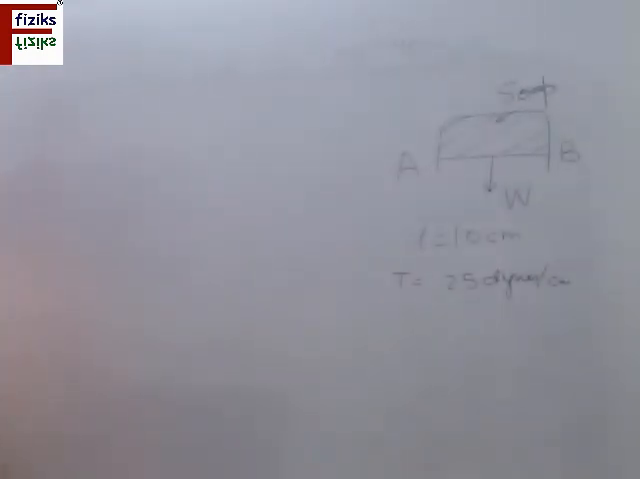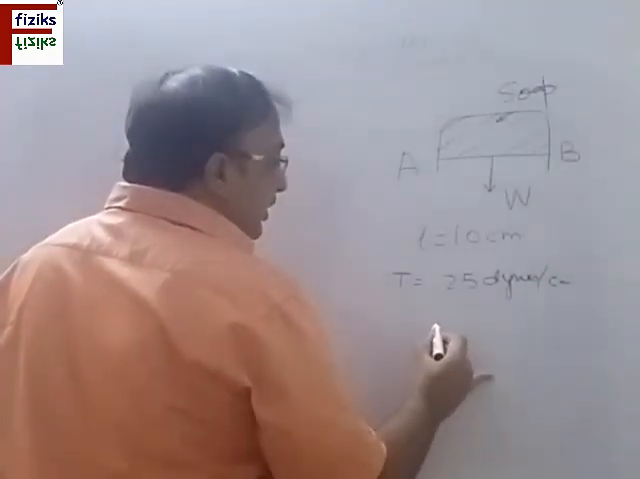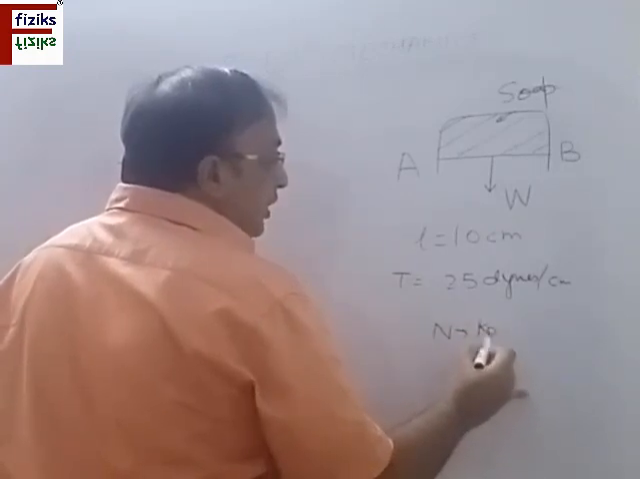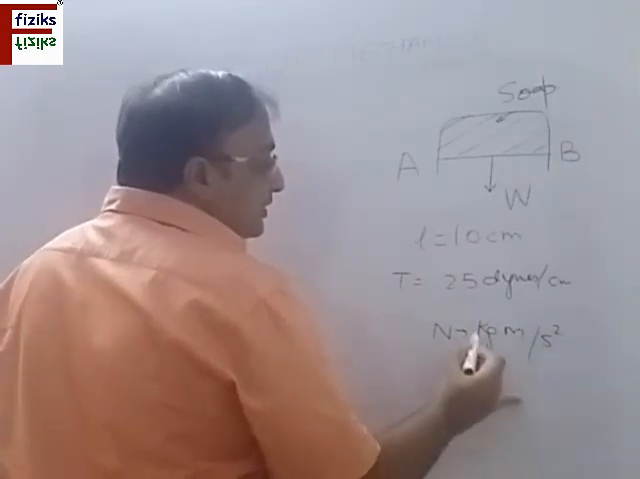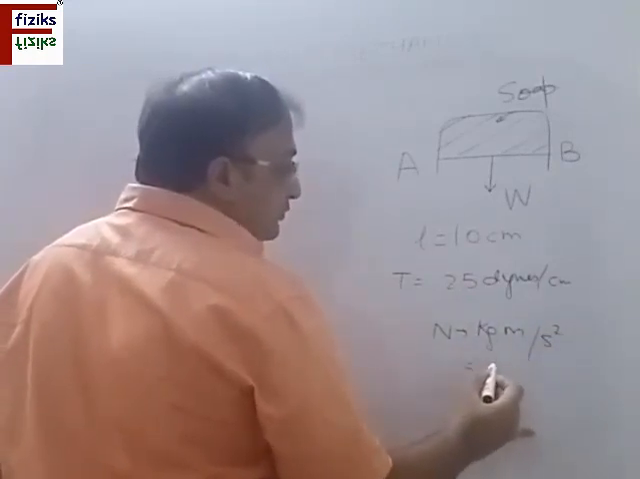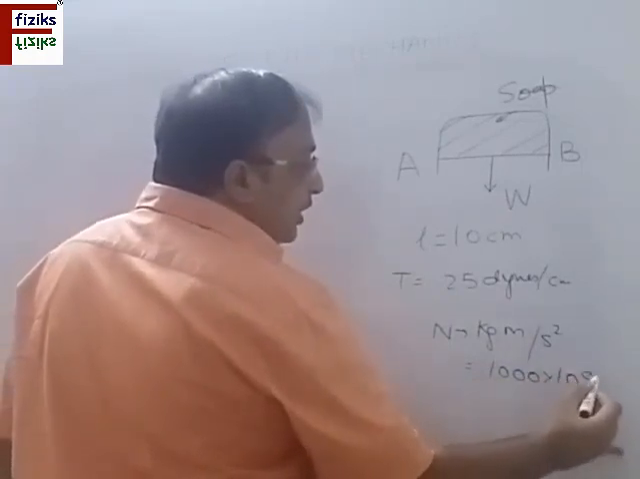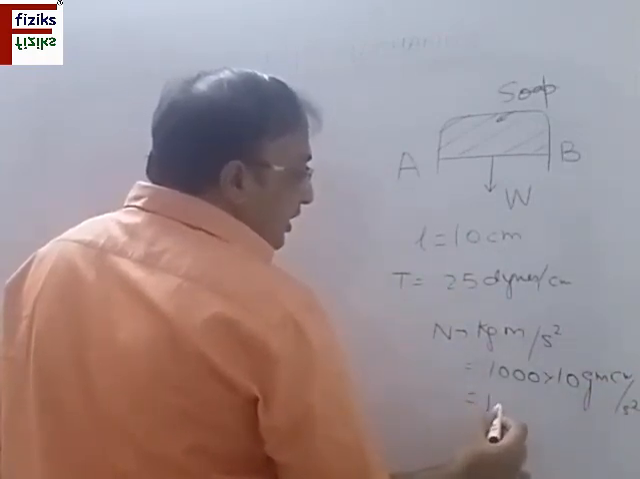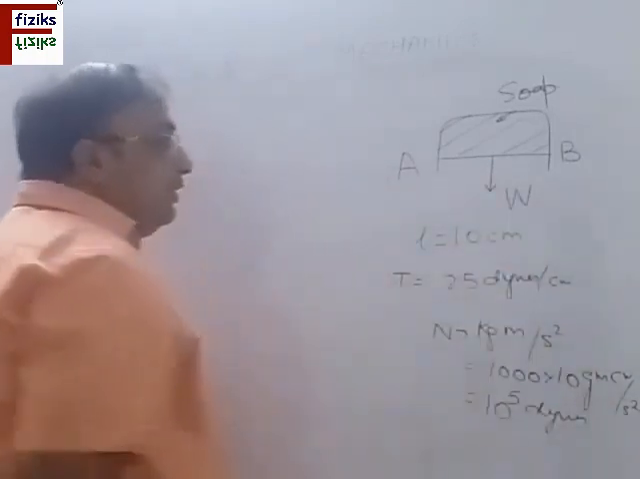Dyne is the CGS unit of force; in Newton you can convert this. Remember that Newton is equal to kilogram meter per second square. Convert this kilogram into gram, 1000, and meter into centimeter. So gram centimeter per second square. So 1 Newton is 10 raised to the power 5 dyne. Accordingly, you can convert this unit.